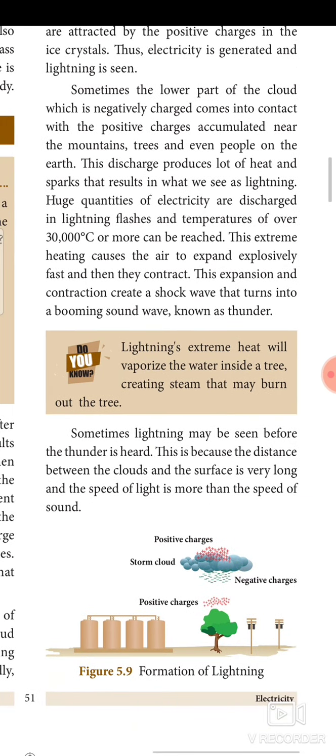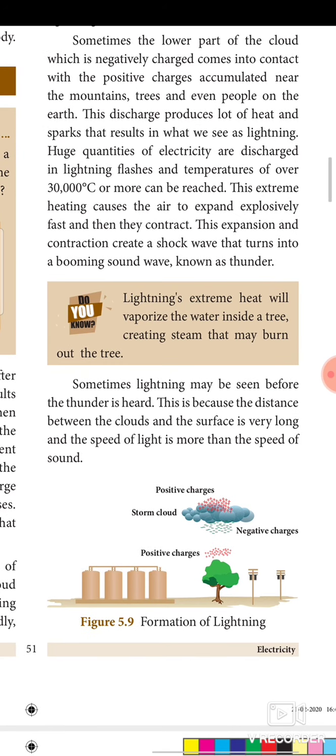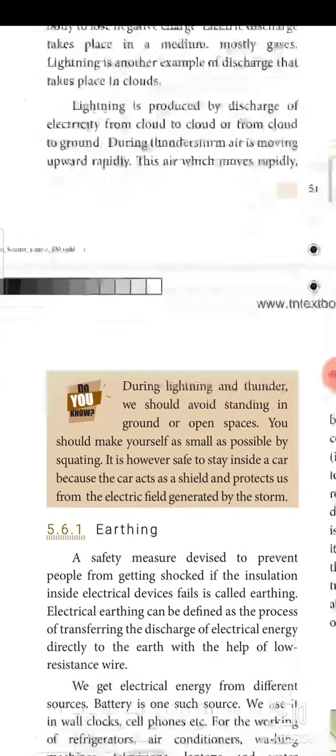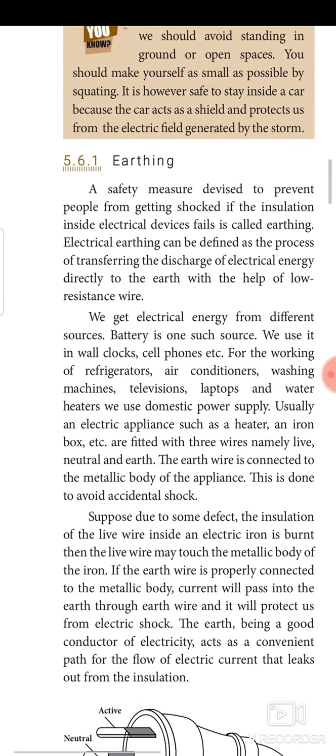Sometimes lightning may be seen before the thunder is heard. This is because the distance between the cloud and the surface is very long and the speed of light is more than the speed of sound. That's why you see the lightning first, later you hear the thunder.